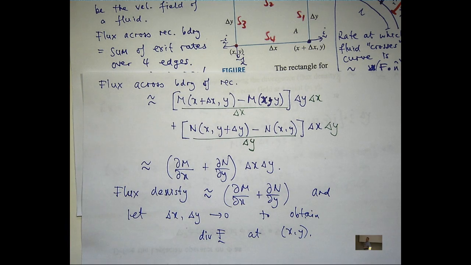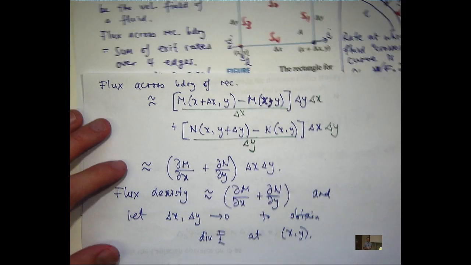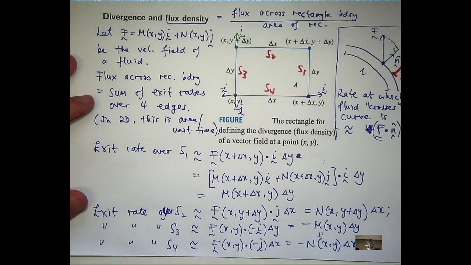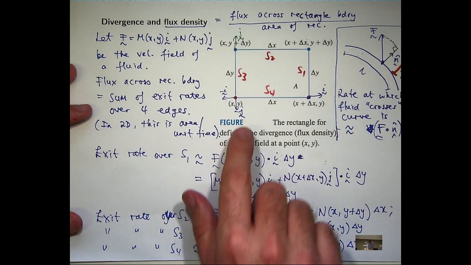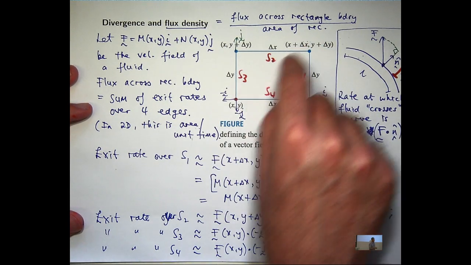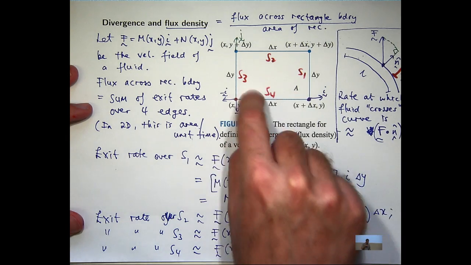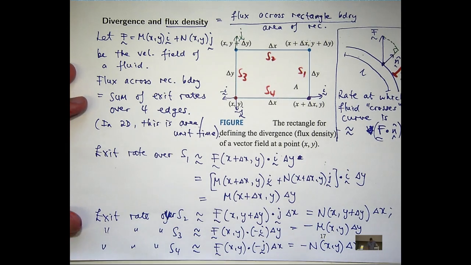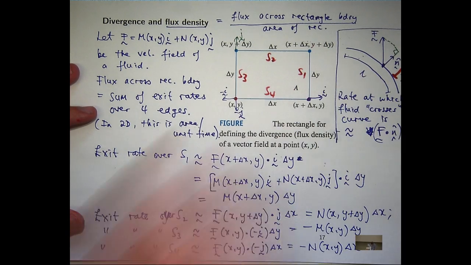Okay, well that's a derivation of what the divergence actually means. Essentially, it's the flux density, say, of this rectangle as the area of the rectangle tends to 0. That's what, when you calculate the divergence at a point, you get a value. That's what that value is. It's the limit of this flux density.